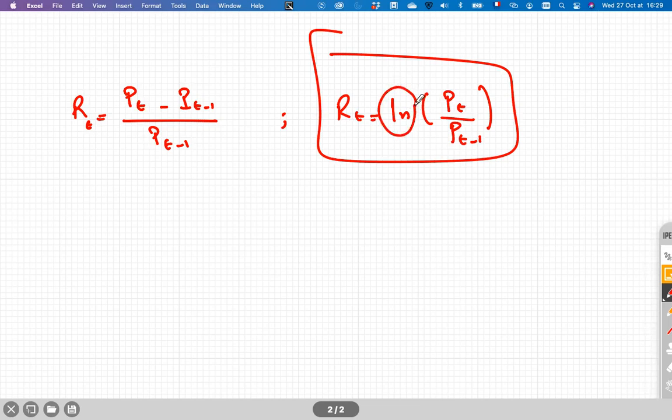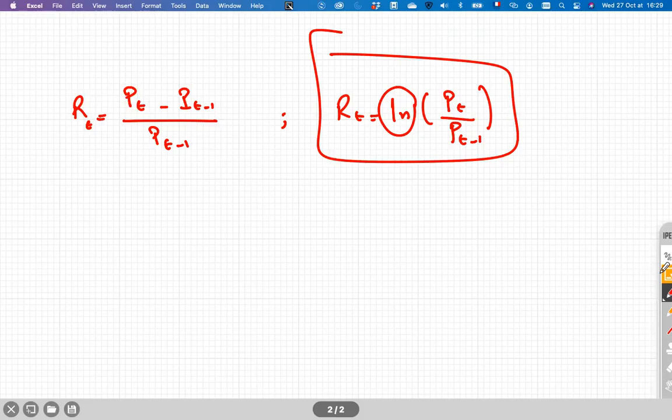This is the Neperian logarithm. Now, we get slightly different results. Every time the lapse of time between two observations is too large, the difference between the continuous and discrete becomes also too large. That's why for stocks use always the continuous time. All right.